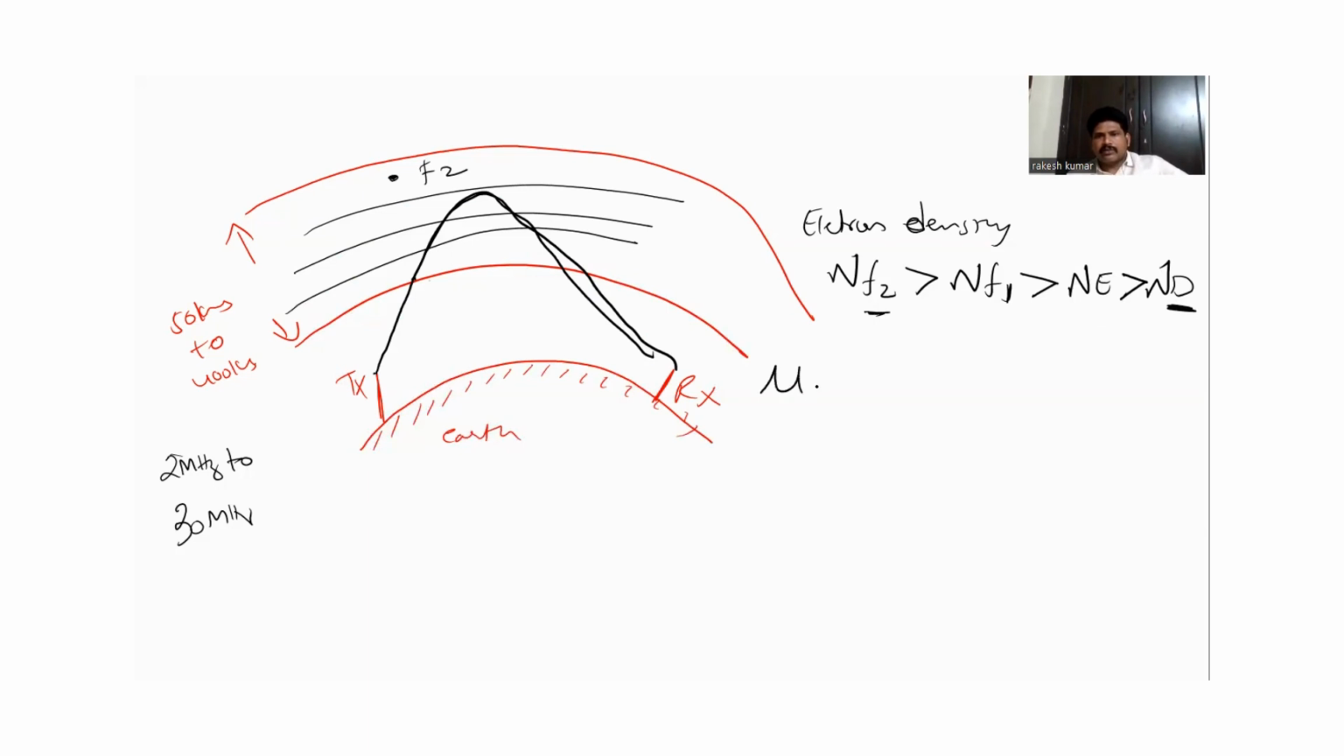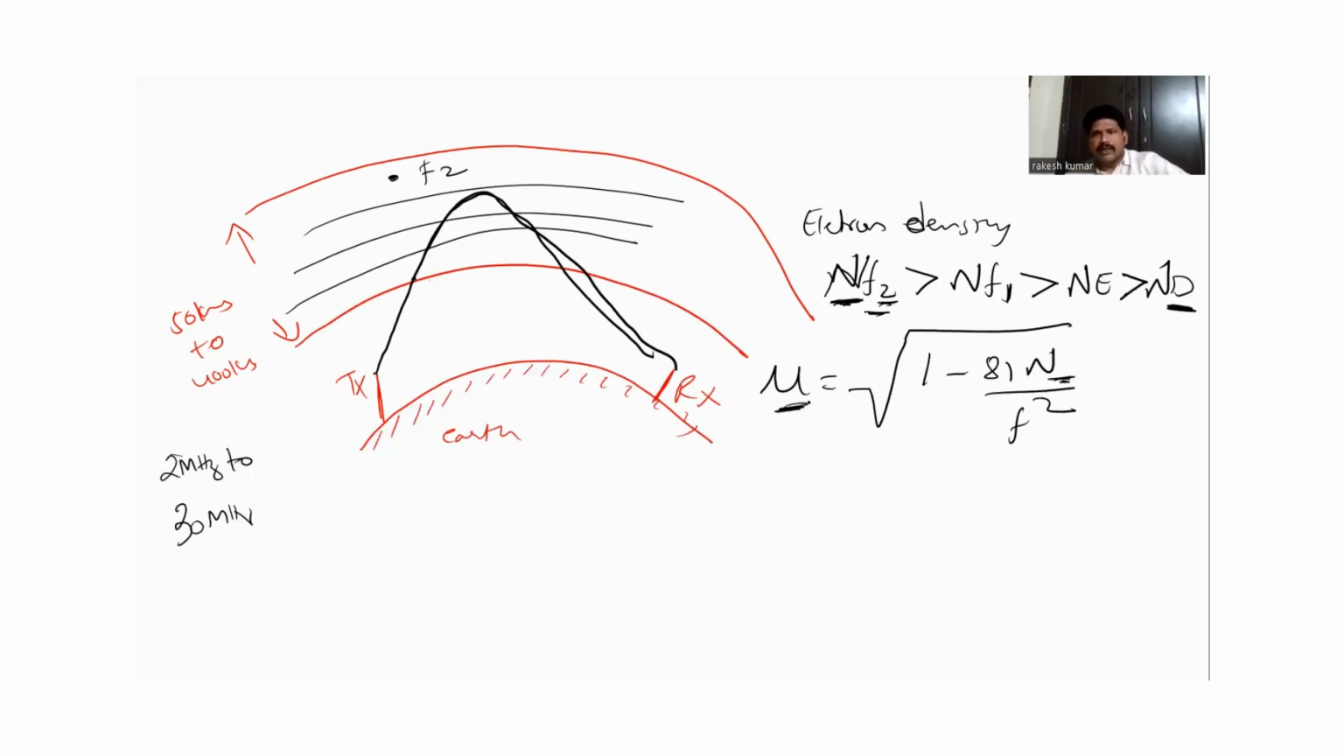Now let us take the refractive index formula. I have derived that mu is equal to root of 1 minus 81 n by f square. In which layer are the number of electrons more? In the F2 layer. If n is high, what happens to the value of the refractive index? The refractive index gets reduced. If the number of charge carriers increases, the value of mu decreases.